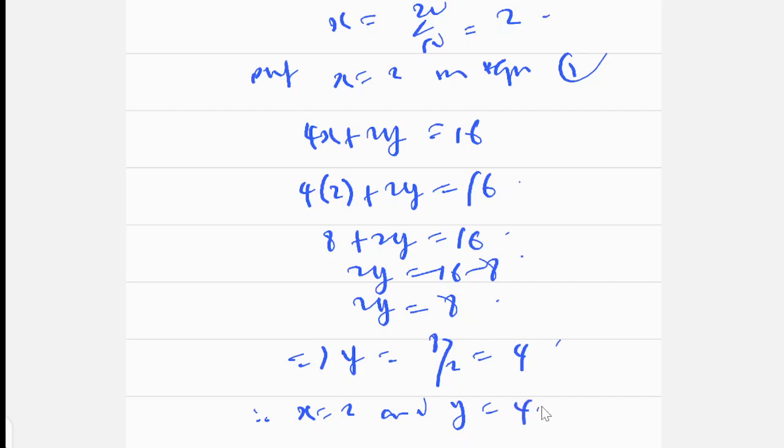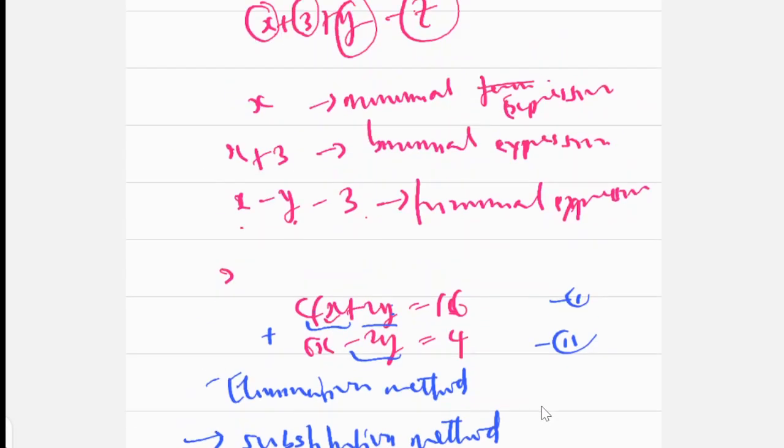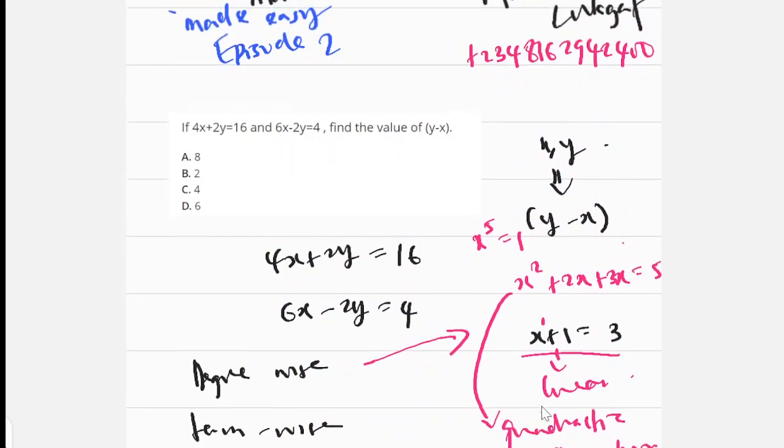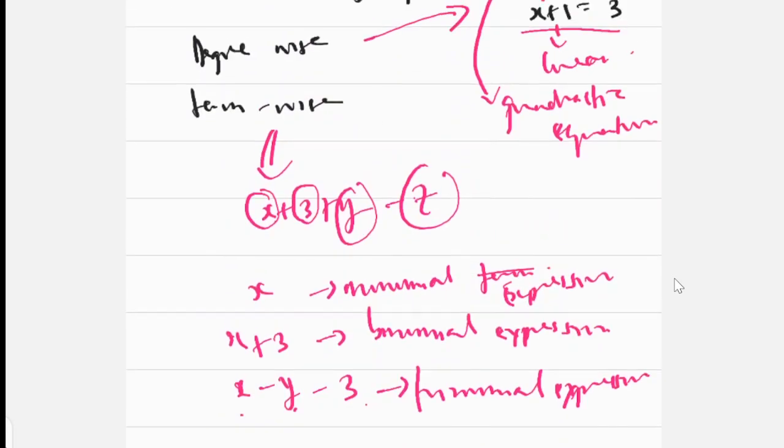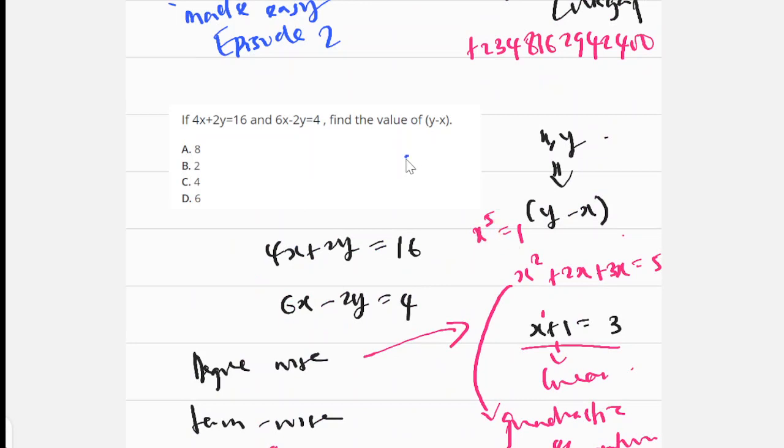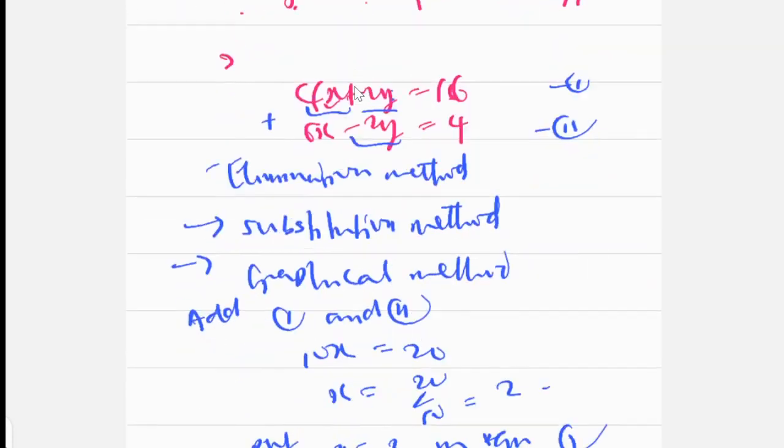But the question asks us to find what? y minus x. You understand? If you check, the question has to find y minus x. And what is my y? 4 minus 2. What is 4 minus 2? 4 minus 2 will give me 2. Can you see that now? So, yeah, that is that.